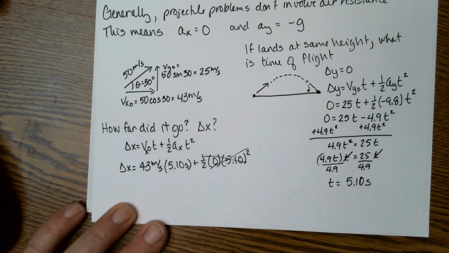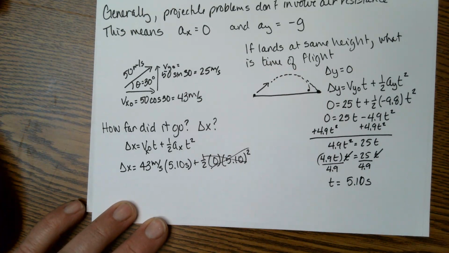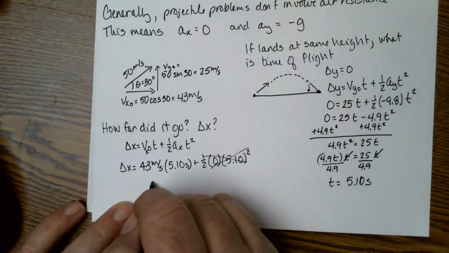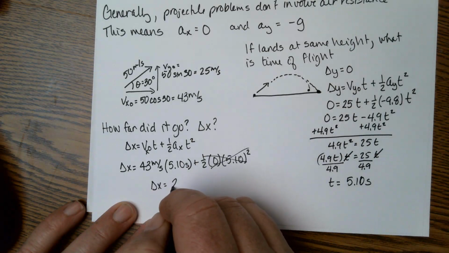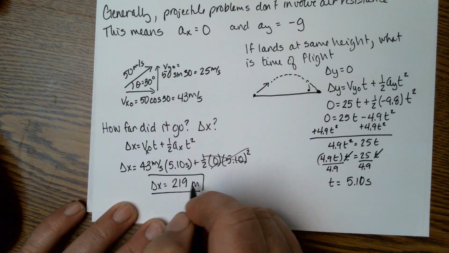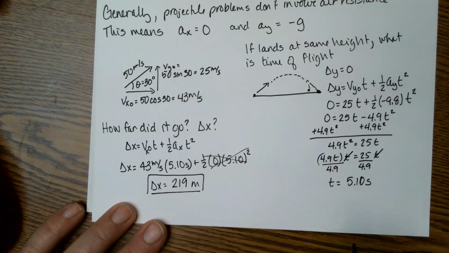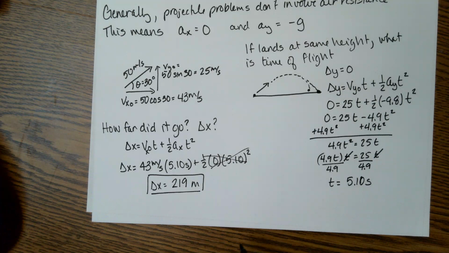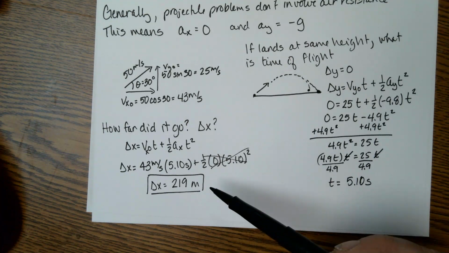So then I do 43 times 5.1, and I find that my delta x is 219 meters. And so that's how far my projectile will go. A lot of times when I give tests, I like to do this, and I have a king shooting his trebuchet at a castle, or catapult, whichever you want to use.